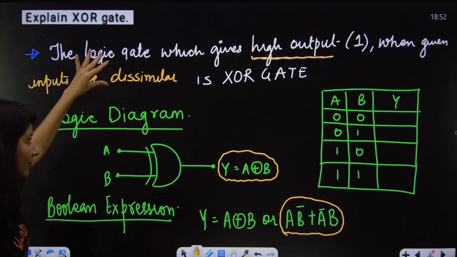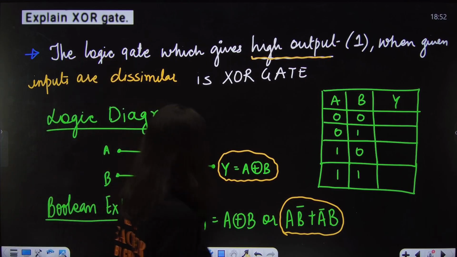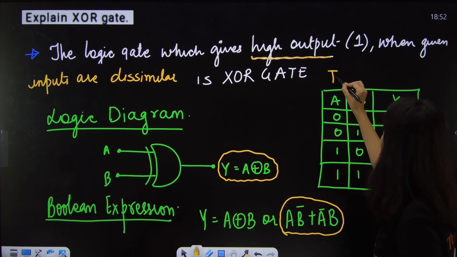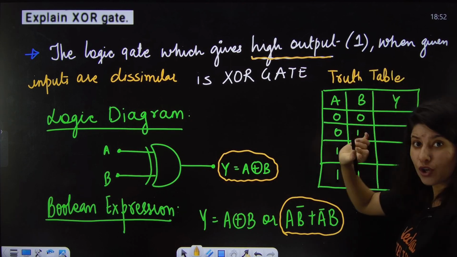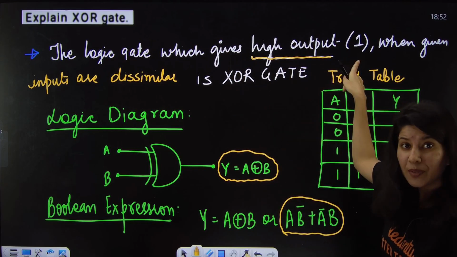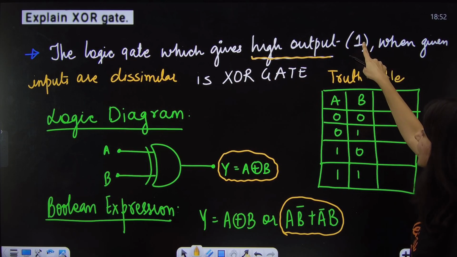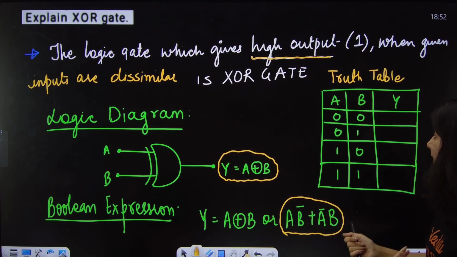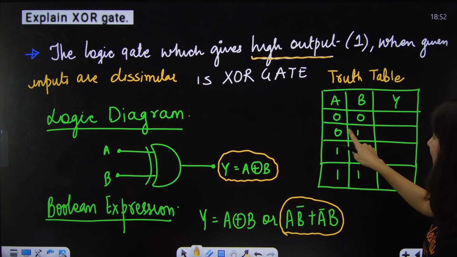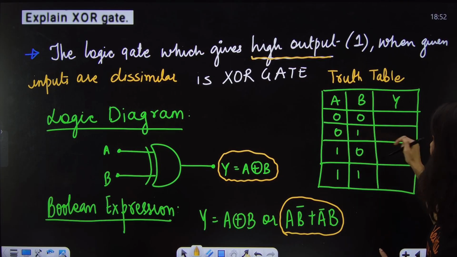So definition, logic diagram, Boolean expression, and now here comes the truth table. If you write everything like this, you will get sure shot 5 marks. Now as per the definition, you will get 1 if the inputs are not same, basically. So inputs are not same, 0 and 1. One input is 0, other is 1. So you will get 1, high output.